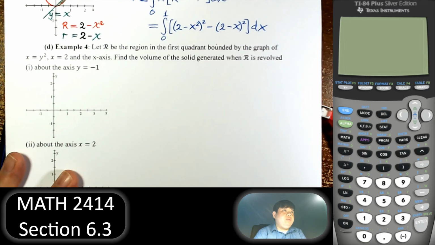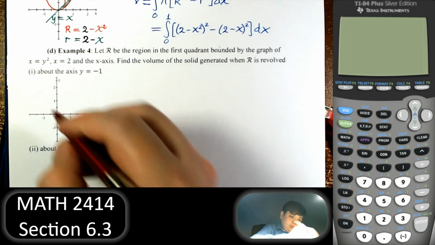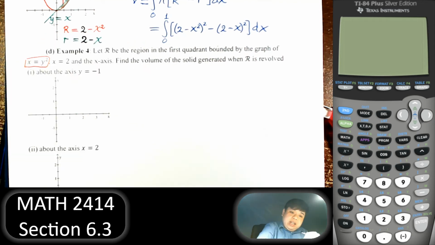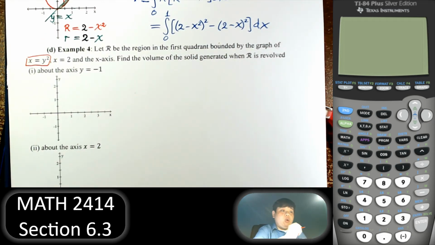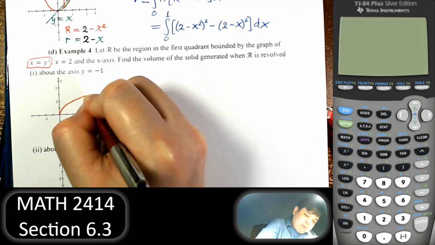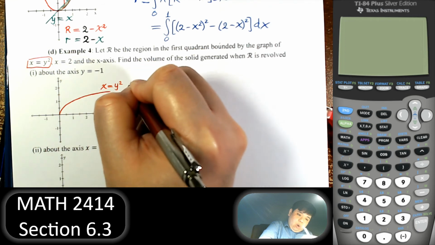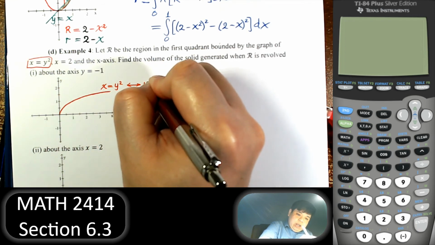Right, more examples. Let R be the region in the first quadrant bounded by the graph of x equal to y squared, x equal to 2, and the x-axis. X equal to y squared, so y equal to the square root of x. In the first quadrant, we can say that because it's going to be positive.